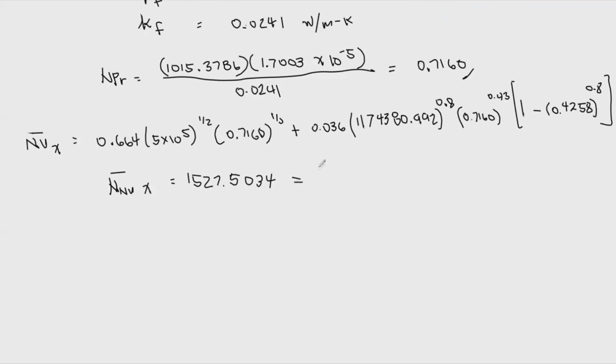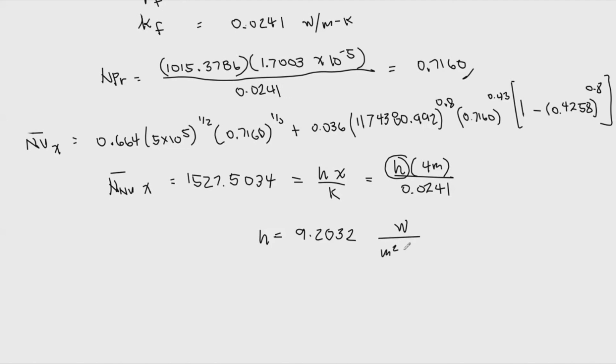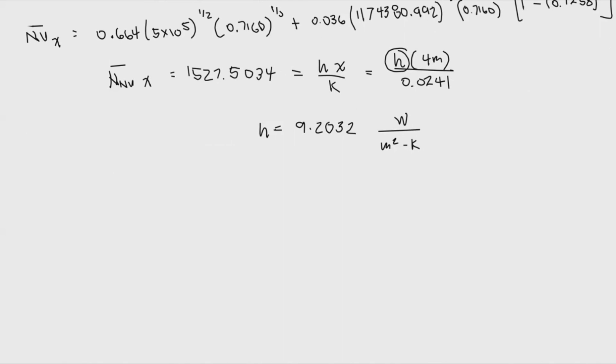This Nusselt number is equal to h times x divided by k, and we have the value of x, that is 4 meters, and k being the thermal conductivity, which is 0.0241. So finding the value of h, we just need to cross multiply, and the answer would be 9.2032, and the unit would be watt per meter squared Kelvin. So we already have the value of our h. Now we can substitute that to our equation to find our heat.